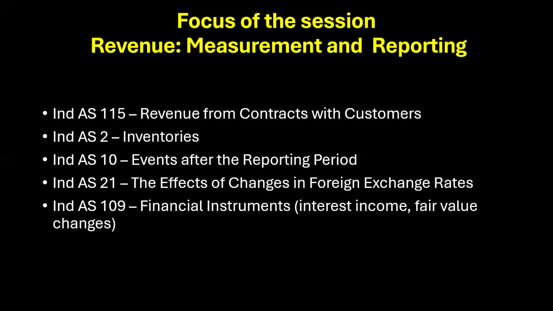There are several accounting standards which directly or indirectly affect the revenue measurement and reporting. For example, Ind AS 115 is the root, the main accounting standard which talks about the measurement and reporting of revenue. But there are also other accounting standards like Ind AS 2, Ind AS 10, Ind AS 21, and Ind AS 109. So these other accounting standards also influence the measurement and sometimes the reporting of the revenue and its effect on the bottom line of the company.